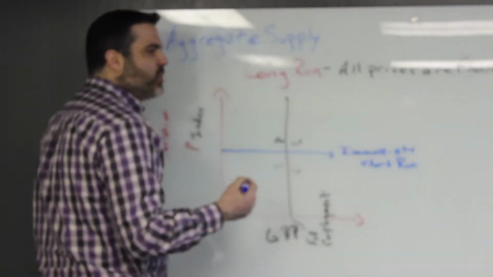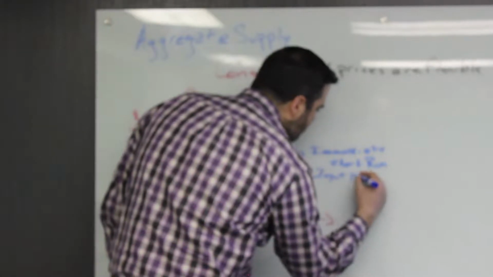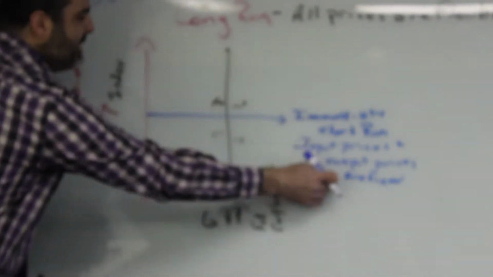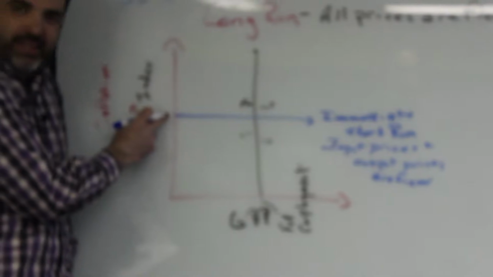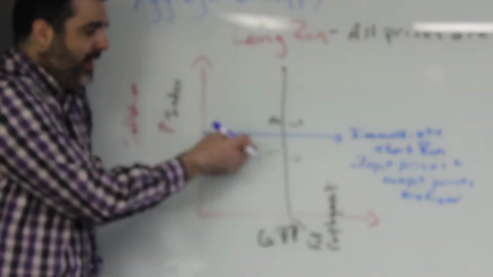Because in the immediate short run, both input prices and output prices are fixed. So you can see, if input prices and output prices are fixed, you can't move. You can't shift from this place. So it's just going to be a flat line across regardless of what's happening with GDP. So we're going to be flat lined across.